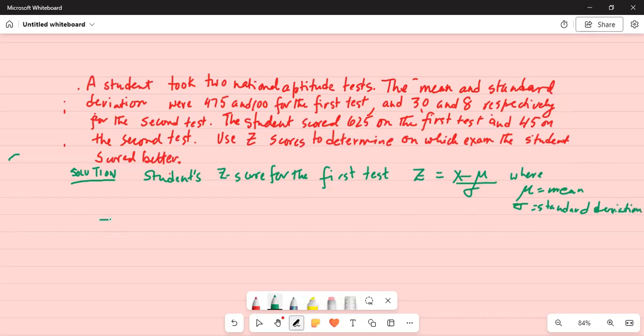So Z, I'll do it over here. Z in this case, the student's score on the first test is 625. The mean of the first test is 475, and the standard deviation was 100 for the first test. So that is equal to 625 minus 475 divided by 100, which is 1.5.